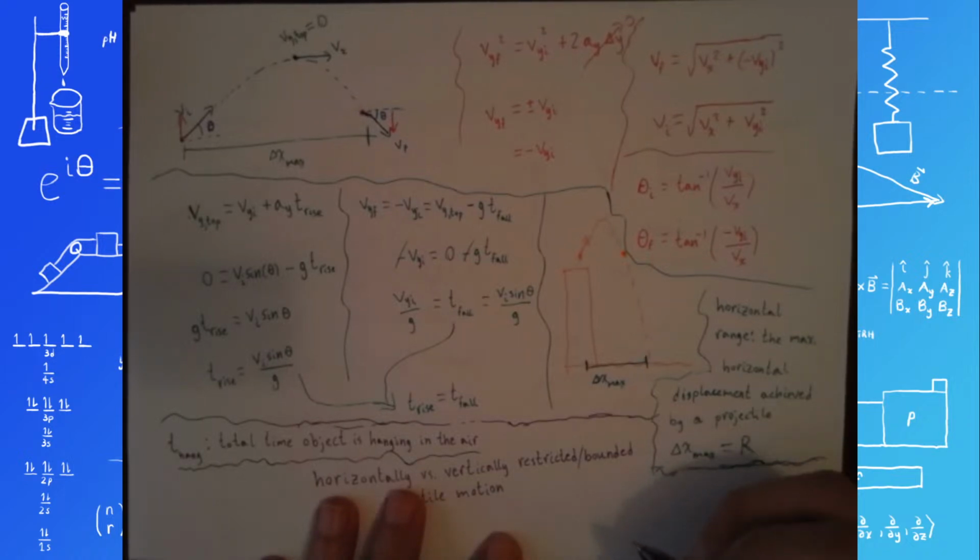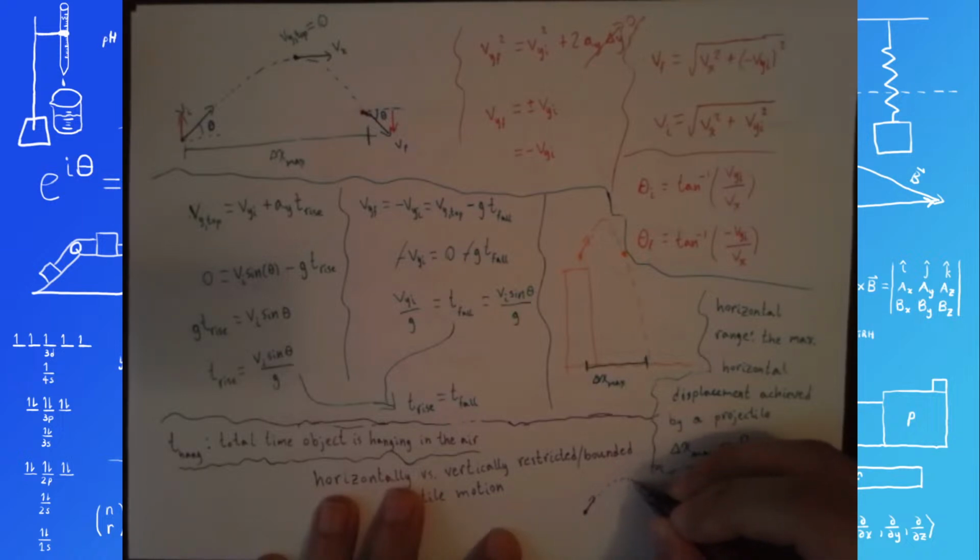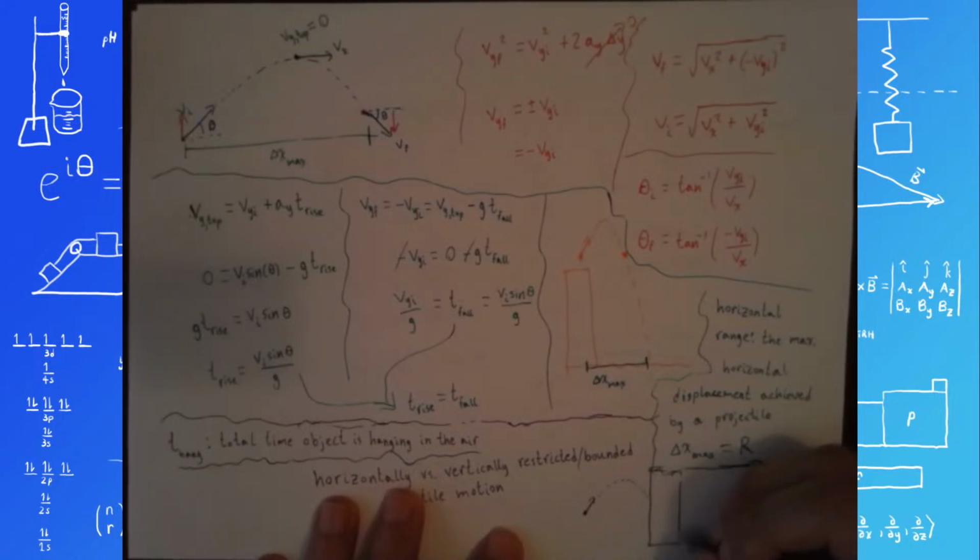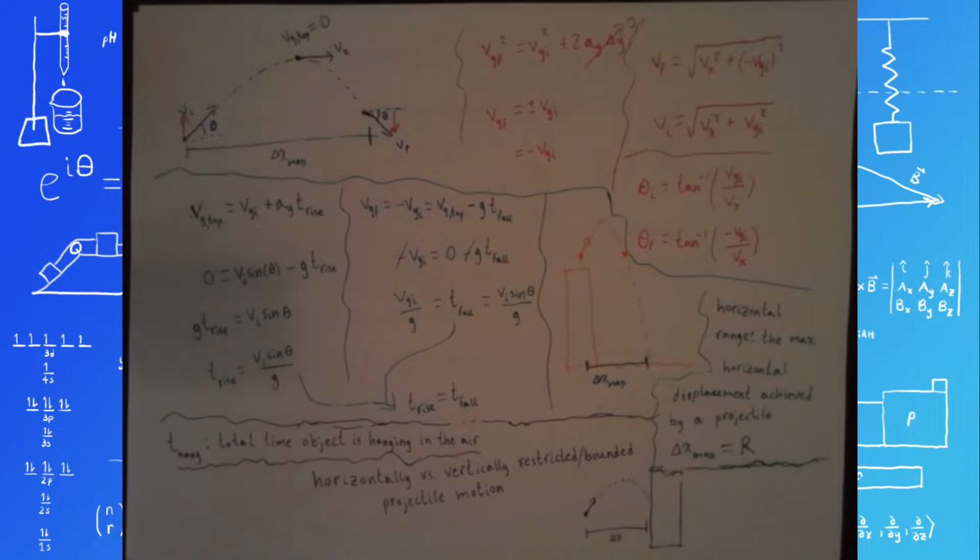Other times you might see, for example, I throw an object at an angle and it keeps going until it hits some sort of wall or building and crashes through a window maybe. In that case, I actually have a predetermined limit to how far I can travel horizontally, and once I've achieved that amount of horizontal travel, the projectile motion stops. So that's what I would call a horizontally restricted problem.